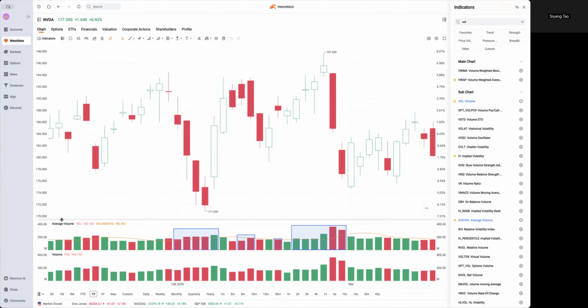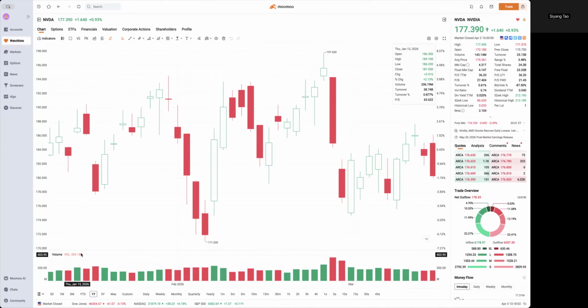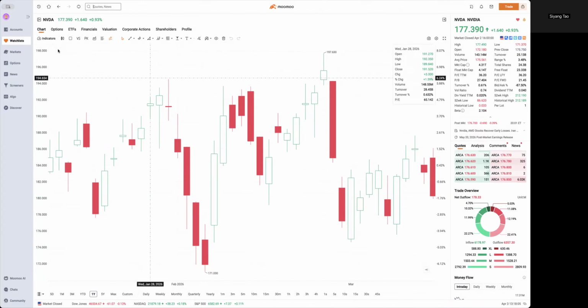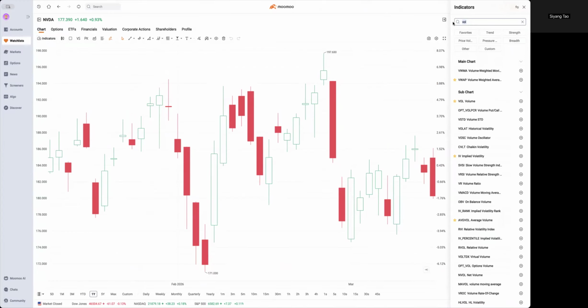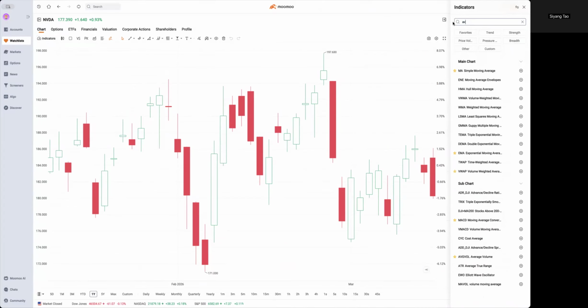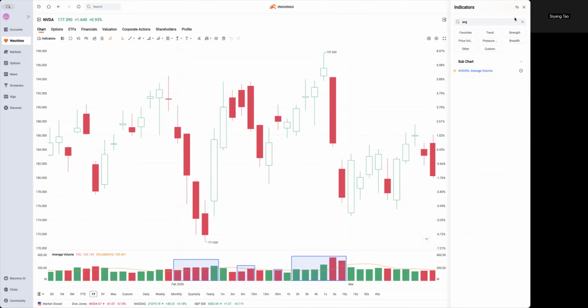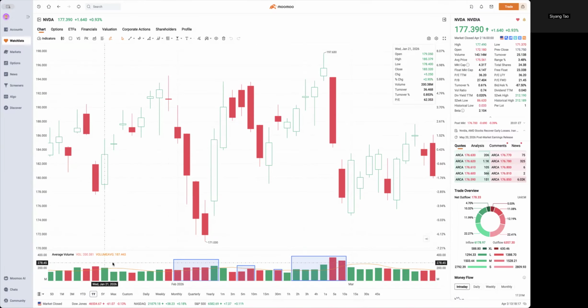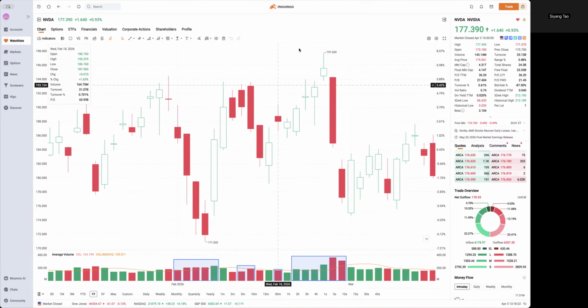But I recommend you just use the average volume, or AVGVOL, because it contains the volume as well as the average as this orange line. So you can just type it. If I close both of them and click indicator, search average volume, and click it to make it visible, you can see the indicator right here. Okay, so let's get back to the lecture notes.